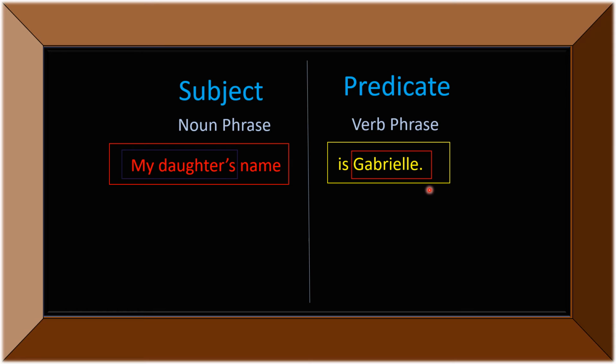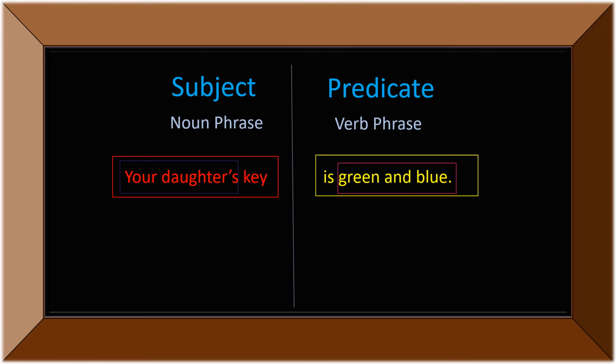Is Gabrielle is a verb phrase and the predicate of the sentence. Is a verb, a stative verb, intensive verb. Gabrielle is a predicate noun, a concrete noun, a countable noun, a singular noun, and a proper noun.